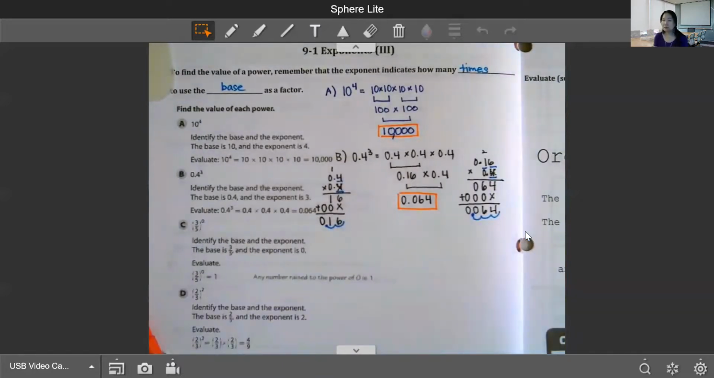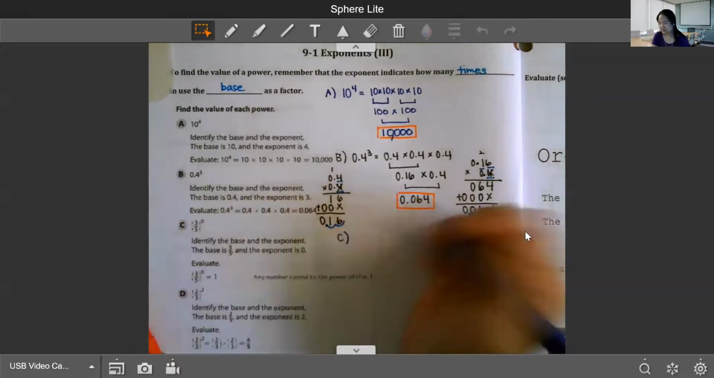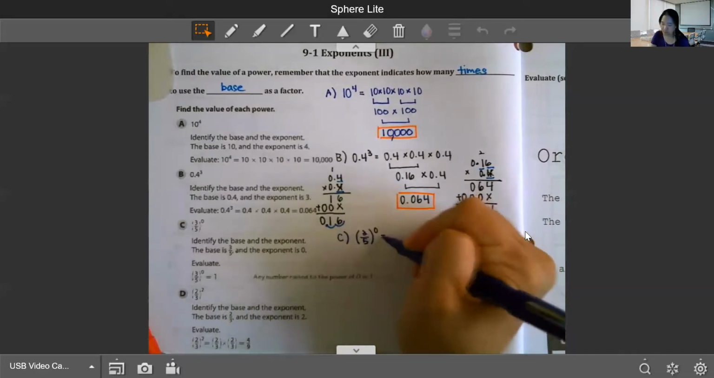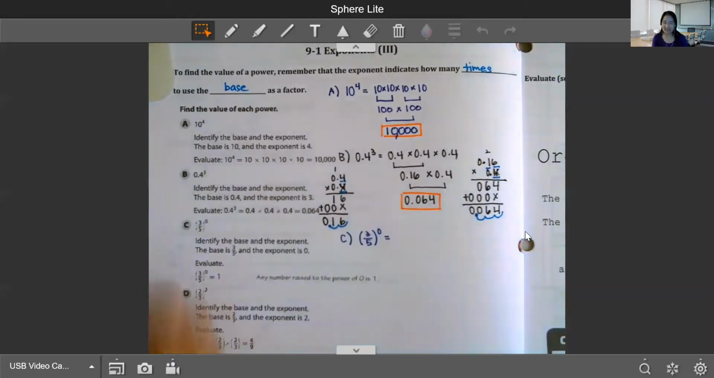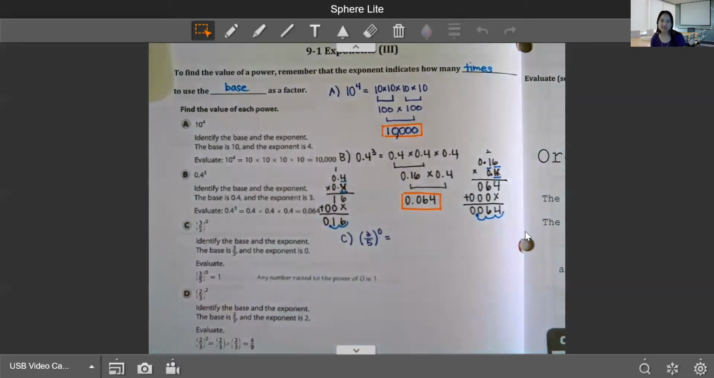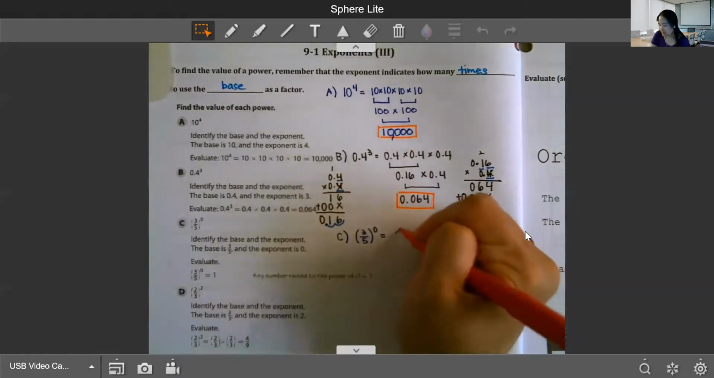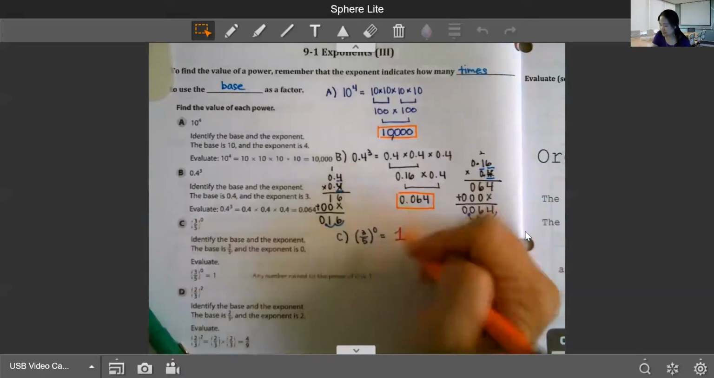All right, let's take a look at C. You're going to like C. I have a fraction, 3/5 to the 0 power. Okay, so I'm going to give you the answer. It is a very simple answer for C. The answer is 1. Okay, I'm going to box the answer.